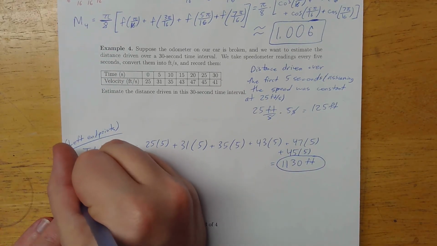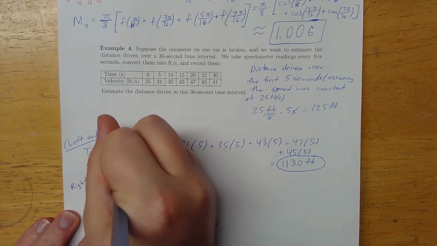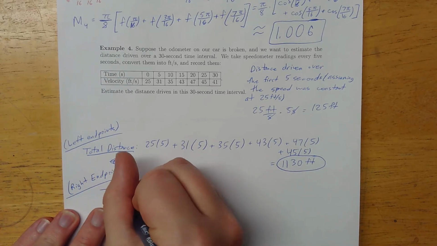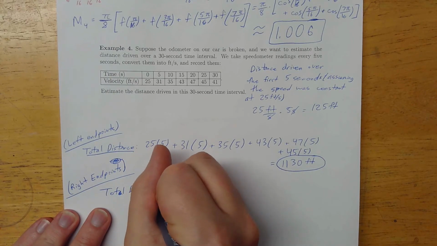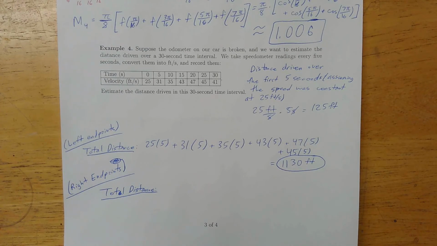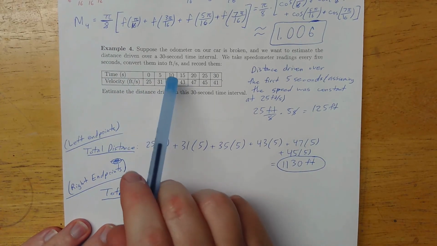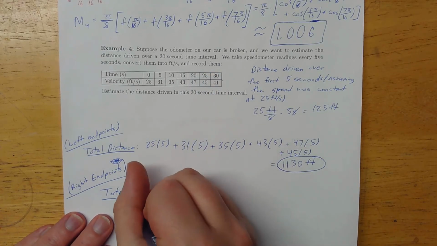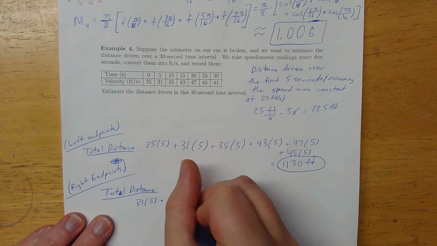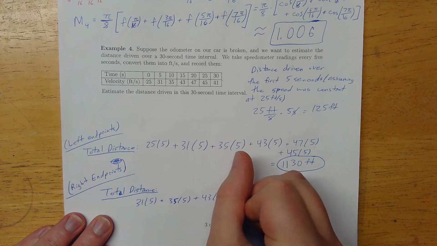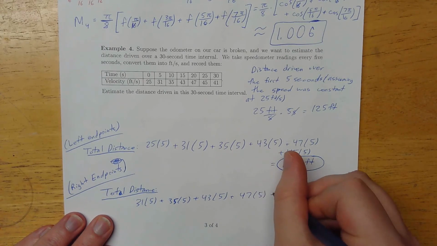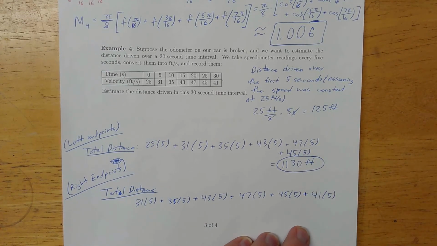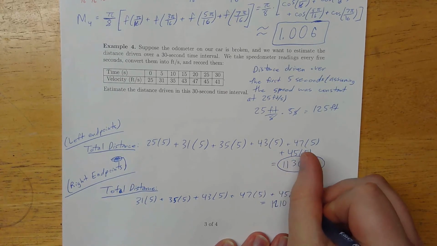However, if we wanted to use the right endpoints to create our estimate, our total distance would then be found by taking the right-hand side of each of these intervals. So from 0 to 5, we'd use 31. From 5 to 10, we'd use 35. And we'd keep going until the last interval from 25 to 30 would be 41. So now we'll use 31 times 5 plus 35 times 5 plus 43 times 5 plus 47 times 5 plus 45 times 5 plus 41 times 5. And if we do this, our estimate ends up being 1,210 feet.